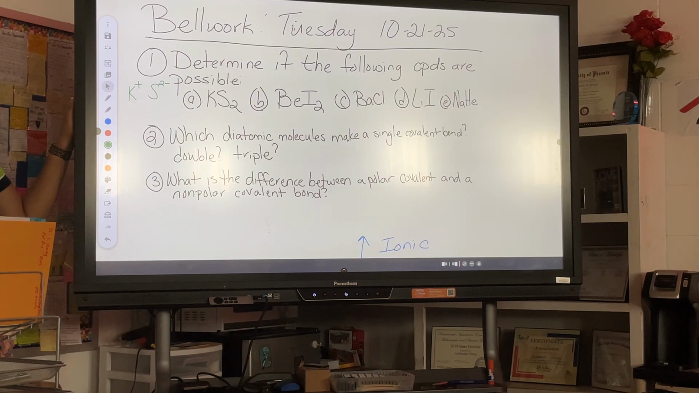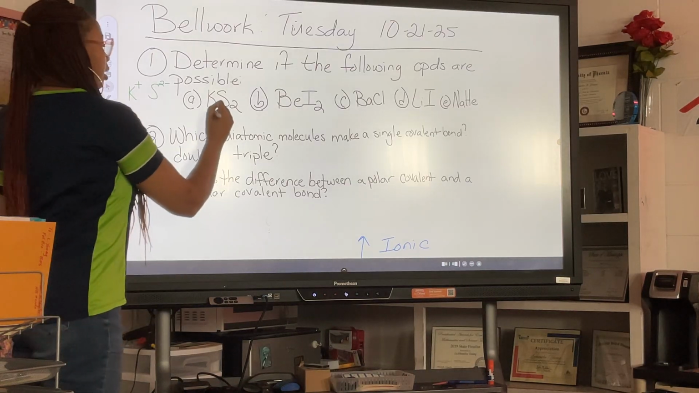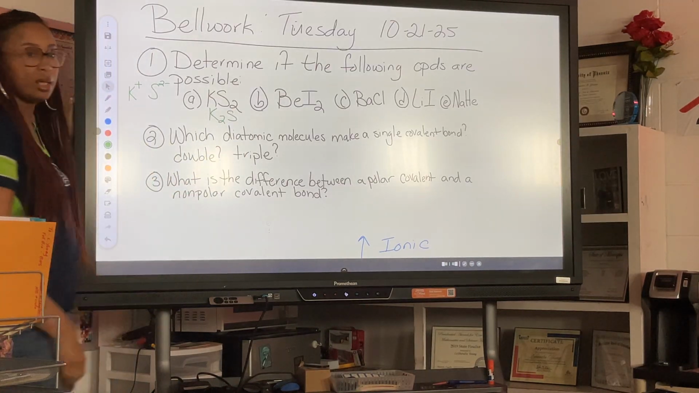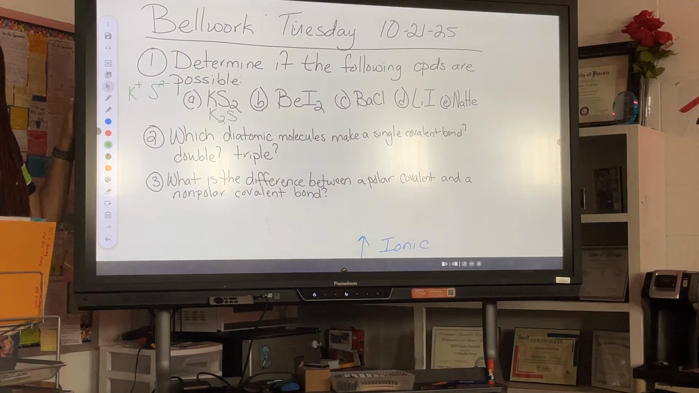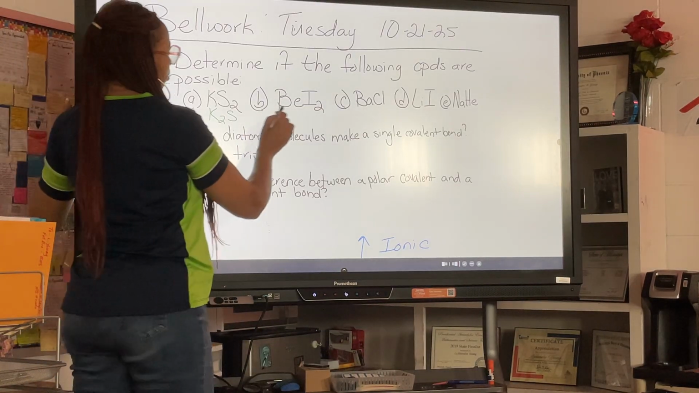Is A possible? No. What should A be? It should be K2S, not KS2. You have to evaluate it. That's what evaluate means. Examine to see if it is actually possible. What is the name of K2S? Can't hear you. Potassium sulfide. Sulfate is a polyatomic ion. You change the ending to "ide," not "ate" or "ite." Alright, next one. BeI2.